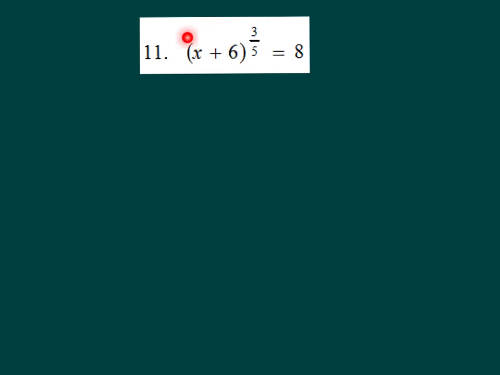So I'm going to go ahead and start out immediately by taking each side and raising it to that reciprocal power, which is 5/3. So each side has been raised to the 5/3 power. Now on the left, that cancels out completely, and I'm just left with x plus 6. On the right, I'm going to leave it as 8 to the 5/3 power, and then I'm going to look at that in terms of Joe's method. So off to the side, let's do that.